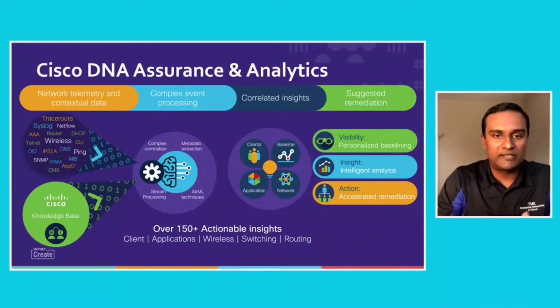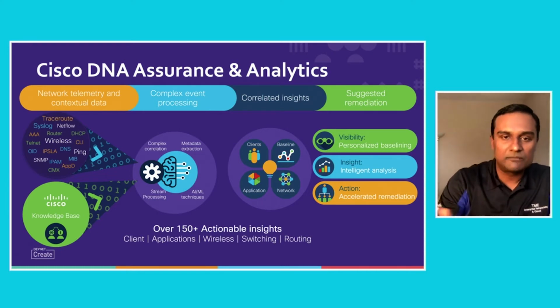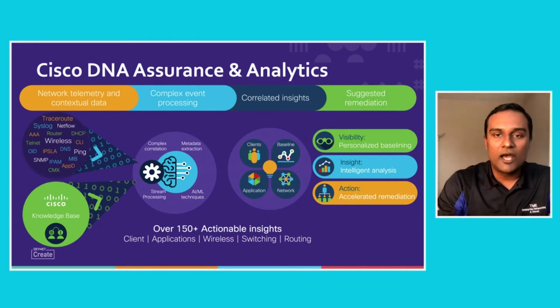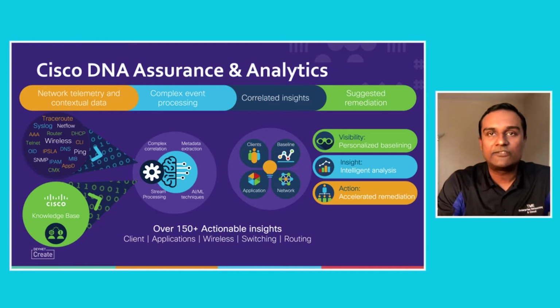So what does Cisco DNA Assurance and Analytics do? As part of the analytics engine on DNA Center, we are able to ingest data coming from various mechanisms. And this could be SNMP traps, streaming telemetry mechanism that we have on our switches and routers. This could be coming from syslogs, from NetFlow, from other ancillary systems. So Cisco DNA Center takes all of that data, analyzes it, and gives you the insights.